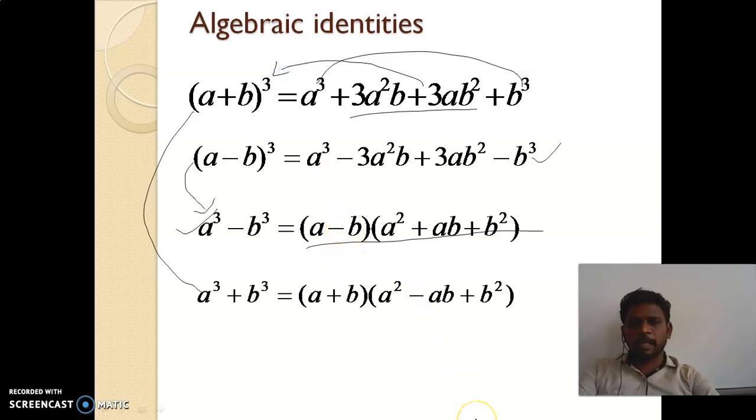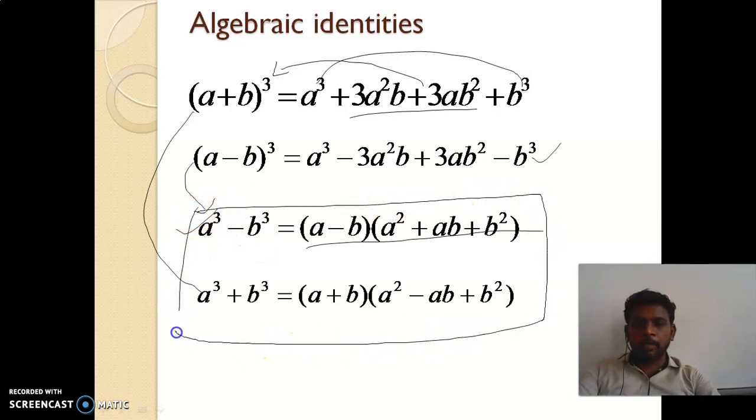Actually in the last class before the PA1 examination, we verified these two formulas. I think you have seen it through the video, that is, verify x cube minus y cube, with x and y instead of a and b, equal to (x minus y) into (x square plus xy plus y square).